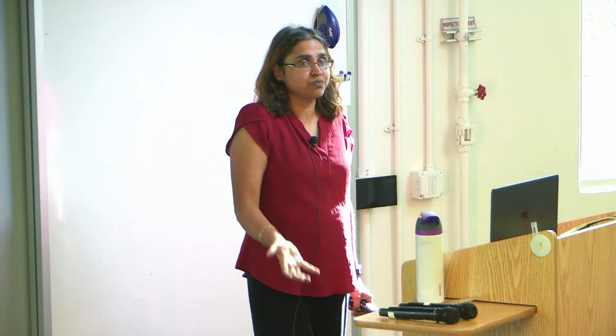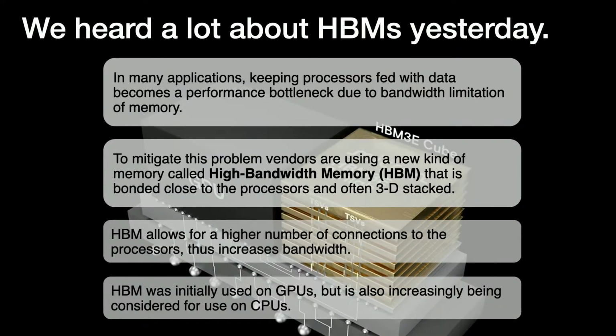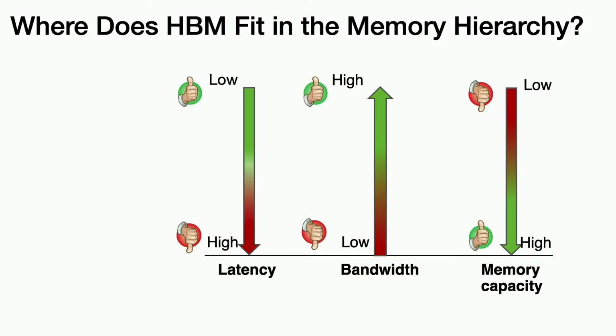But at a high level, and there's probably something here that's not true, high bandwidth memory is a memory technology that is being used on GPUs right now. And it may be used on CPUs in the future. And it has high bandwidth. That's all we currently care about for the purposes of this talk.